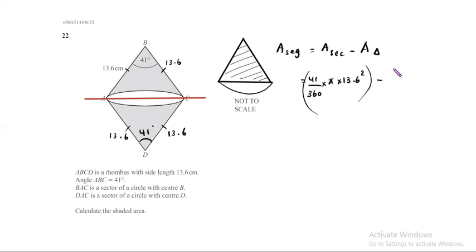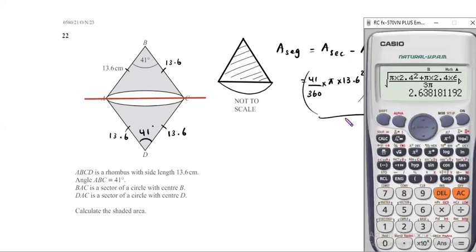From this area of the sector, I need to deduct the area of the triangle. In this case, the included angle for the triangle is given, which means we are going to make use of the formula half AB sine C to calculate the area of the triangle. So that's going to be half times A, which is 13.6. I need to square that because 13.6 times 13.6 is what I'm going to do. And then I need to multiply it with the sine of this 41 degree angle. So I'm going to put this in the calculator and solve it. When I solve this, this will give us the area of the segment.